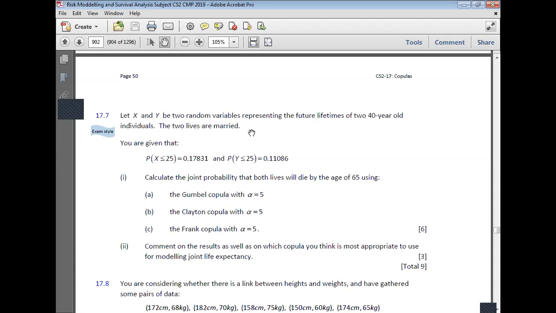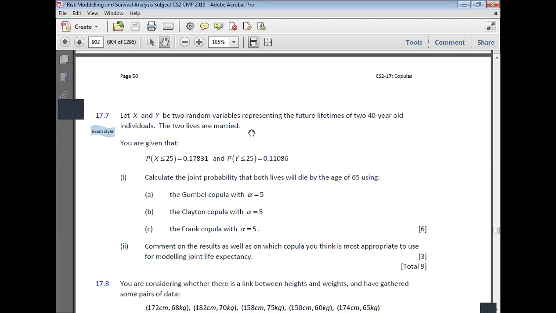Here what we are seeing is the joint probability that both lives will die by the age of 65. That is what you have to figure out. You're given the probability that x is less than or equal to 25 is so and so, and y is less than or equal to 25 is so and so. Now you have to use the Gumbel copula, Clayton, and Frank. You already know the value of u and the value of v, and you know the value of alpha. It should be fairly straightforward at least.